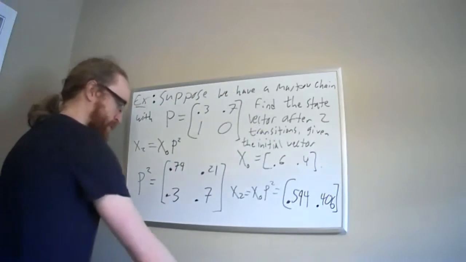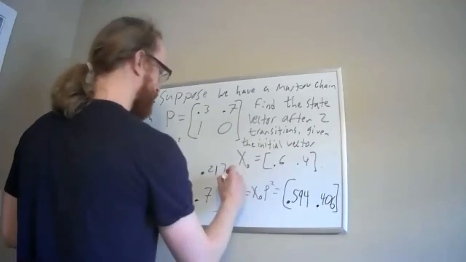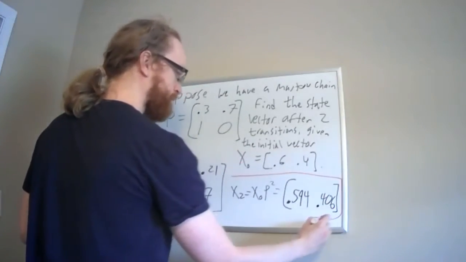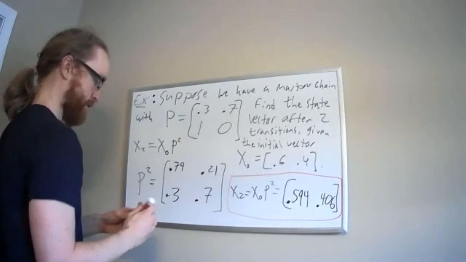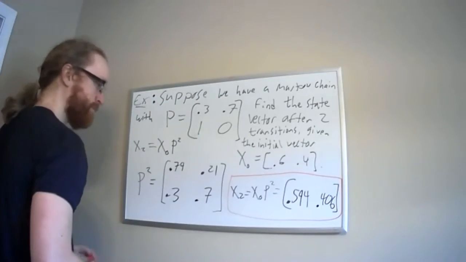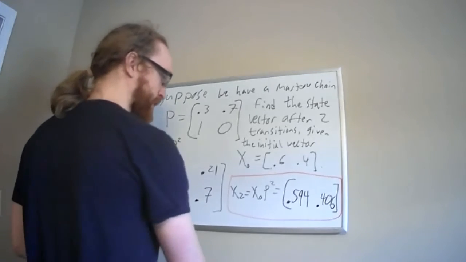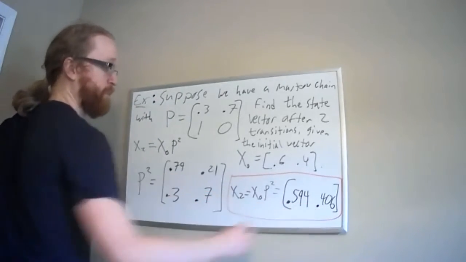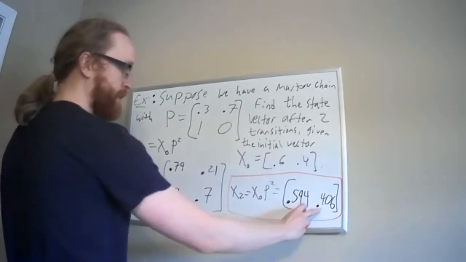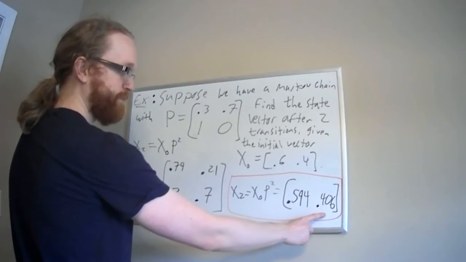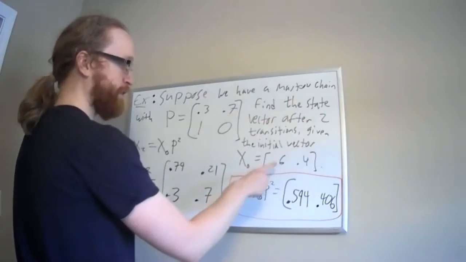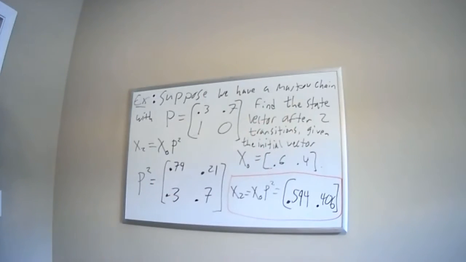So here is my answer. All we're asking for here is the state vector itself. And so here we have succeeded. Here is my state vector: 0.594 and 0.406. You can check these do add up to 1. And so these represent the probabilities of being in state 1 or state 2 after 2 steps, given that this was my initial state vector.